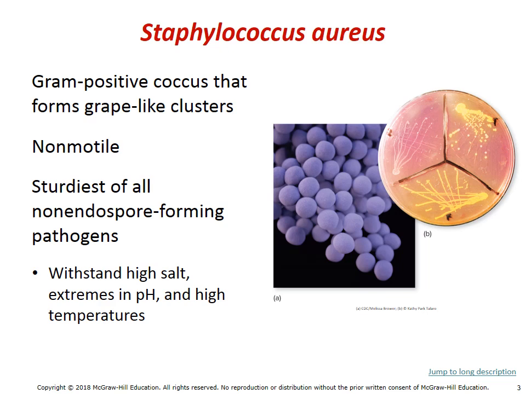But again, the causative agent, even in MRSA, is Staphylococcus aureus. The idea here is there's multiple strains or versions of Staphylococcus aureus, but they're all going to have some basic core features, like they're all gram-positive cocci that form clusters. Again, they're staphylo, meaning again cluster. They're non-motile, and they're actually again going to be pretty sturdy in terms of what they do in the environment. The idea is they're non-endospore forming, but they can survive in a variety of situations like high heat, high salt, and even extremes in pH.